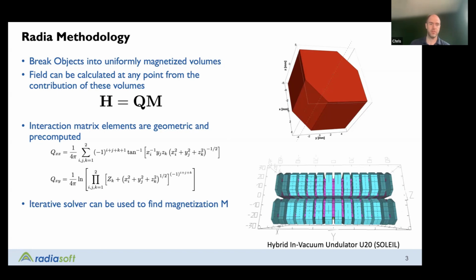And so one nice thing here, the interaction matrix is really just a geometric quantity that's illustrated down here. These are the actual equations that are used for these calculations, and these only depend upon the positions of the volumes and the orientation and sizes of the faces making up those polygons. And from that point, you can use an iterative solver to actually relax these matrix equations and find the actual magnetization based upon excitation from external current sources you might have and the interaction of these magnetized volumes.